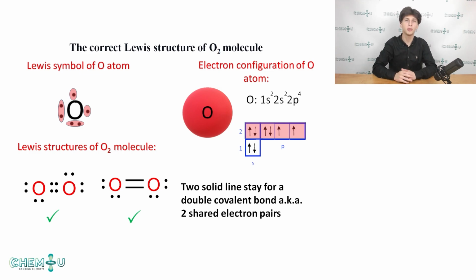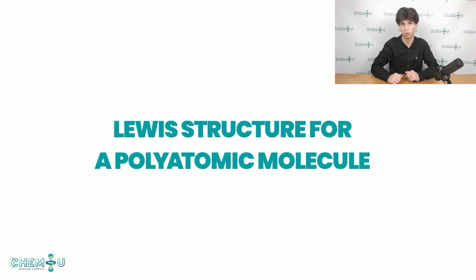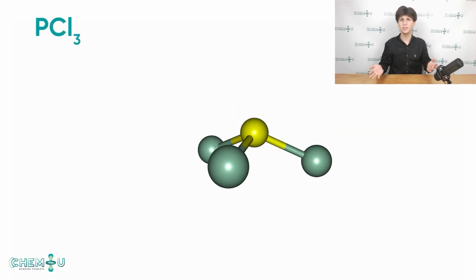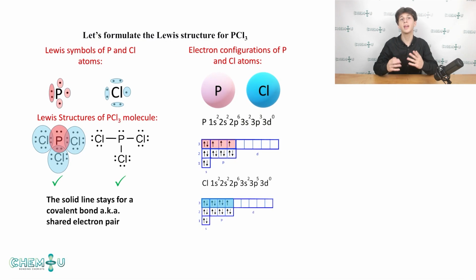Okay, we have formulated the Lewis structures for diatomic molecules. Of course, our next goal is the Lewis structure for a polyatomic molecule. Let's begin with PCl3. Its 3D model can be seen on the screen now. Isn't it beautiful? As usual, we begin with the electron configurations of the constituent atoms.